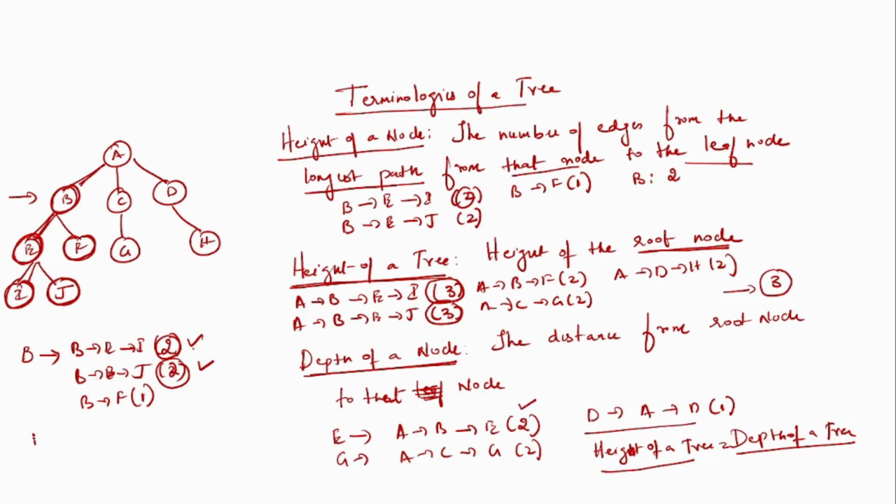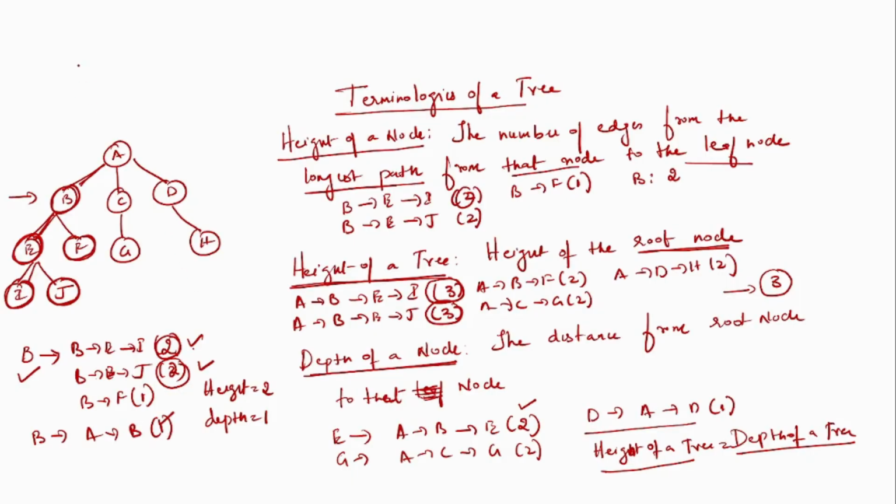Whereas the depth of B is nothing but A to B, one edge. So the depth of B is 1. Therefore, here height is 2, whereas depth is 1 for B. Therefore, the height of a tree is equal to the depth of a tree, whereas the height of a node might or might not be equal to the depth of the node.